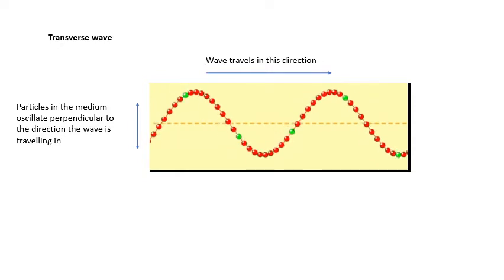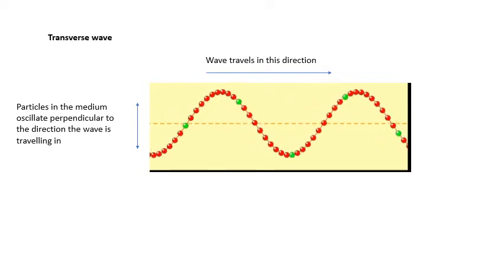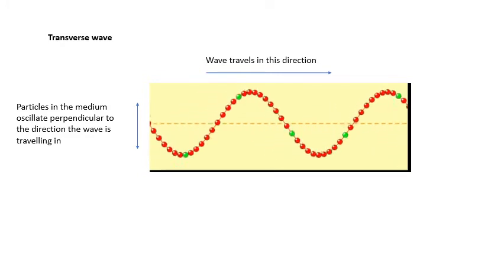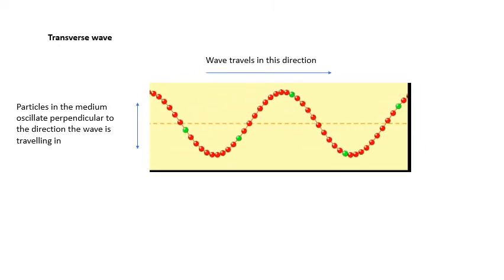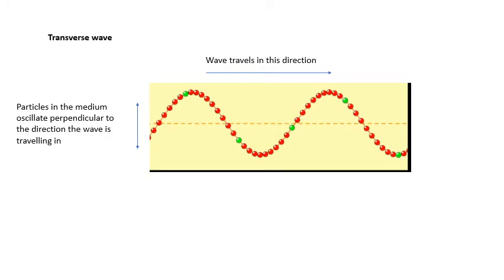Now, this is a transverse wave. Two types of wave, we can categorize them into transverse and longitudinal. In a transverse wave, the waves travel in a certain direction. The particles in the medium are oscillating perpendicular, at right angles, to the direction that the wave is traveling in. That is a transverse wave, such as a water wave.